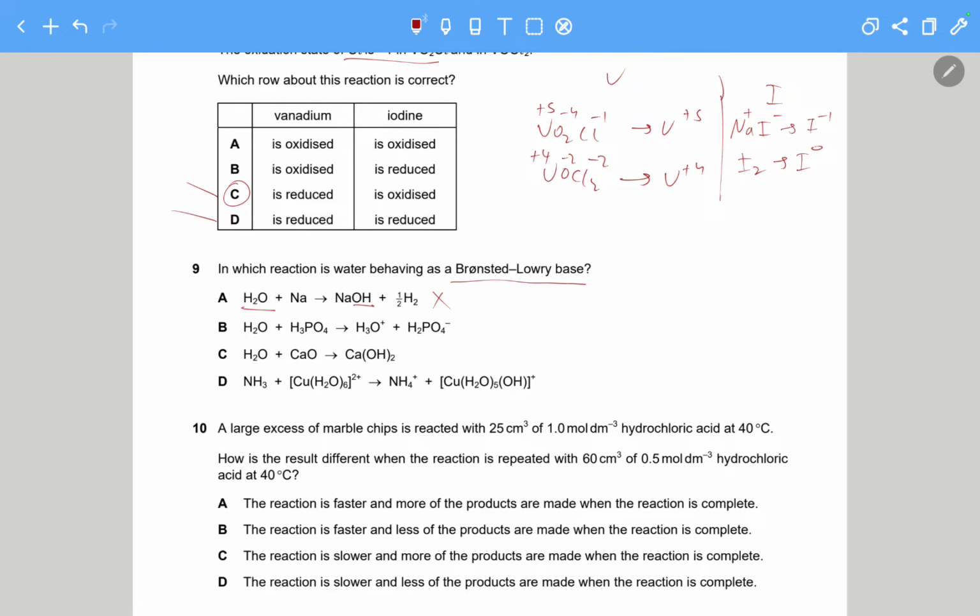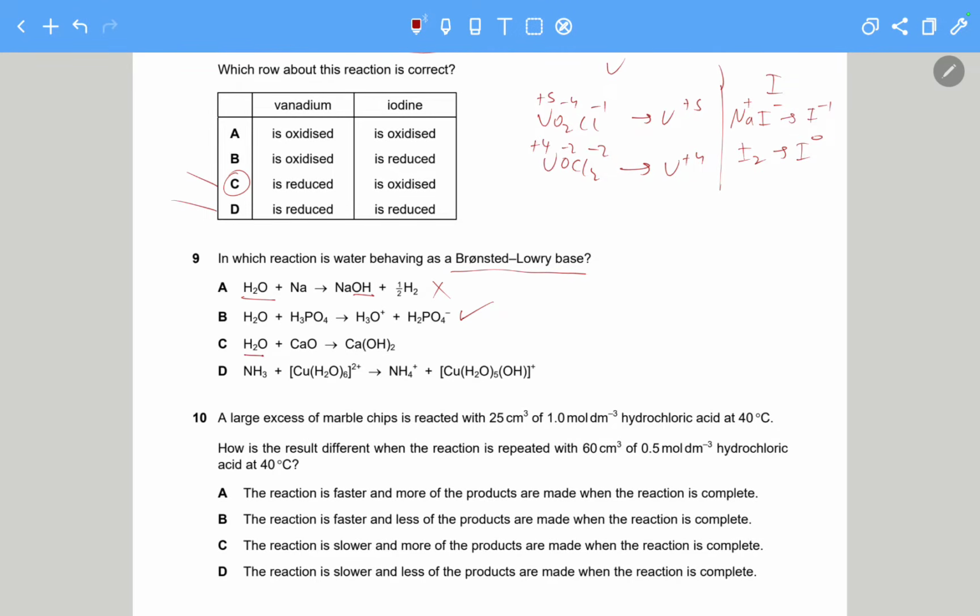Second option, H2O plus H3PO4 gives H3O plus H2PO4 negative. Very clearly we can see the water is accepting a proton. It is acting as a Bronsted-Lowry base. This might be the correct answer, but we want to make sure. Option C, H2O going again to hydroxide ions. It's donating a proton. Cannot be the answer. Ammonia plus this transition metal salt giving NH4 plus. Again, the fact that the NH3 is being protonated means that water is donating a proton and a hydroxide is produced. Cannot be the answer. So we know the correct option is B.